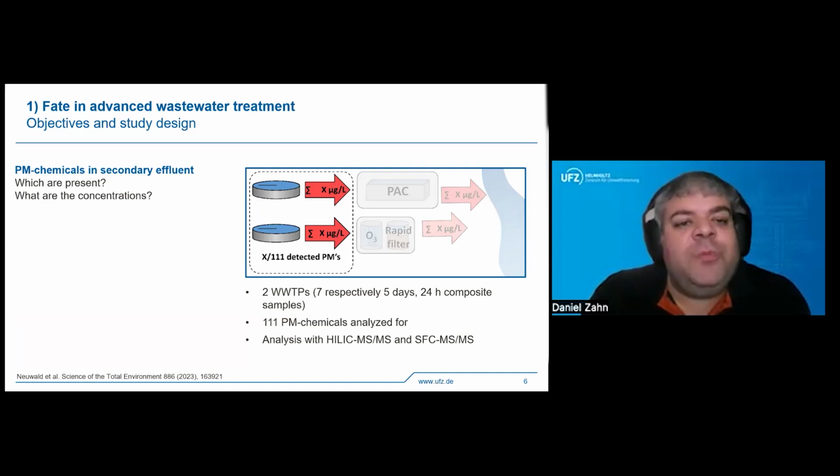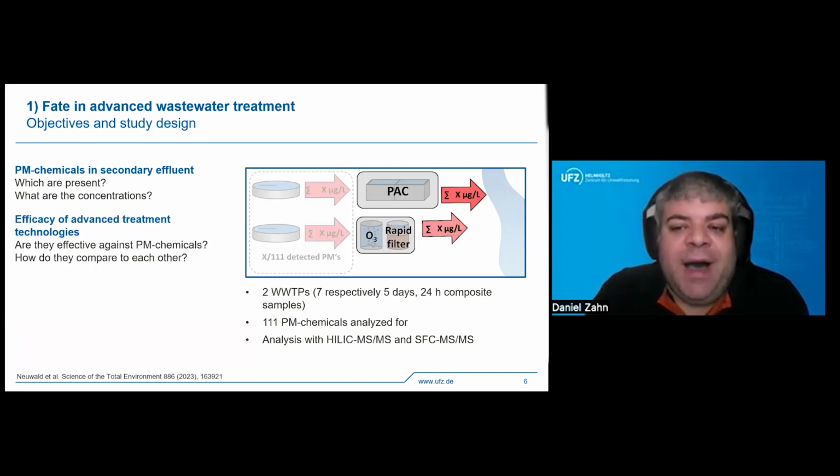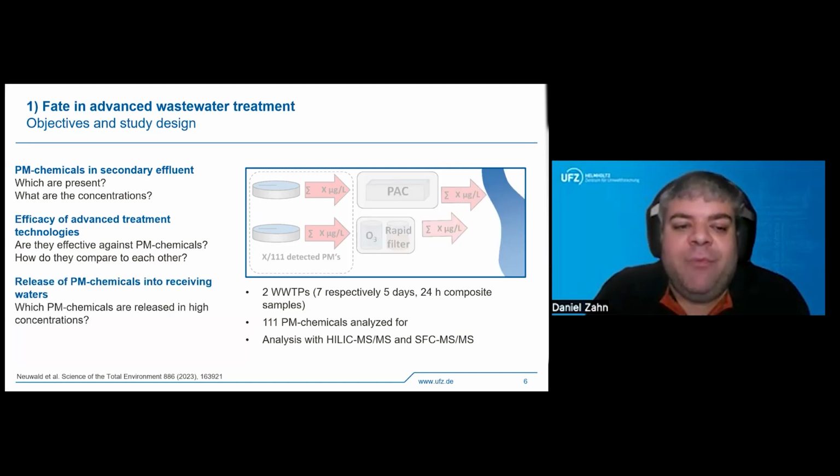First of all, we wanted to know which PM chemicals are actually present in the biological effluent. Then how effective are those advanced treatment technologies in the removal of PM chemicals? And finally, which chemicals remain and are released in high concentrations into receiving waters?